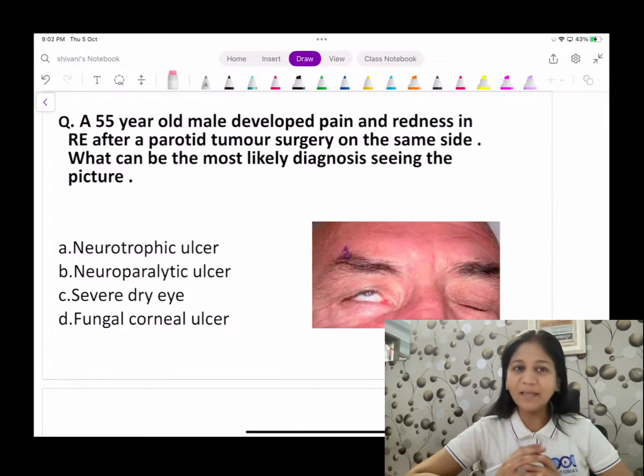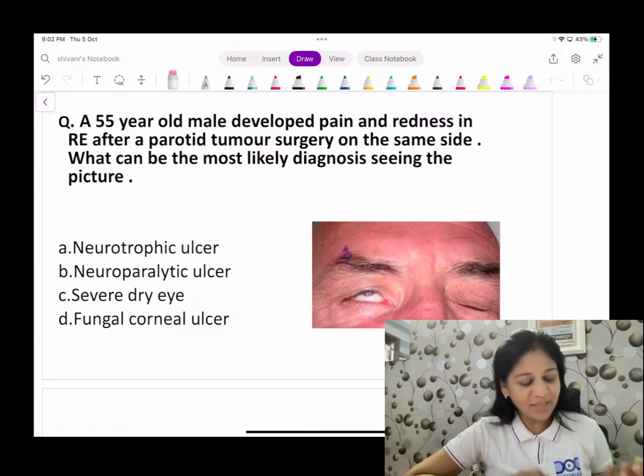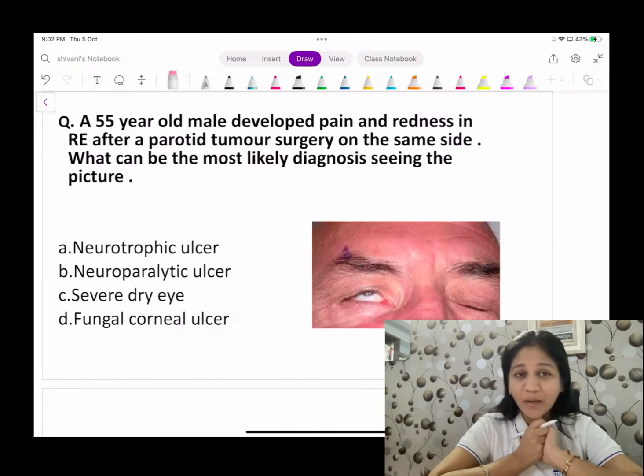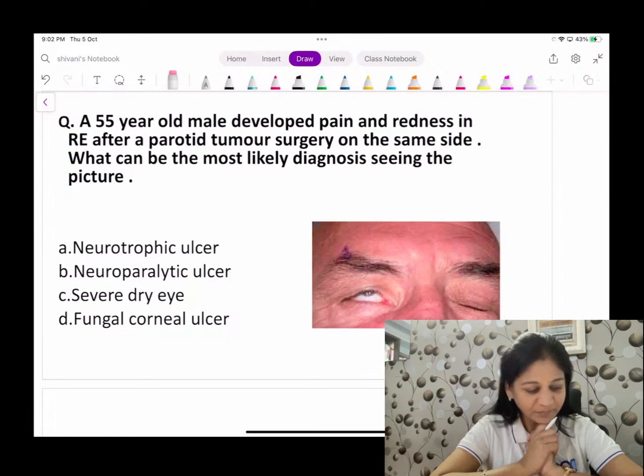So I would like somebody to answer in the chat box. Yes, anyone? Would you like to answer? What kind of ulcer or what kind of problem will the patient have if he is suffering from pain and redness after a parotid tumor surgery? Anyone? Any answers?